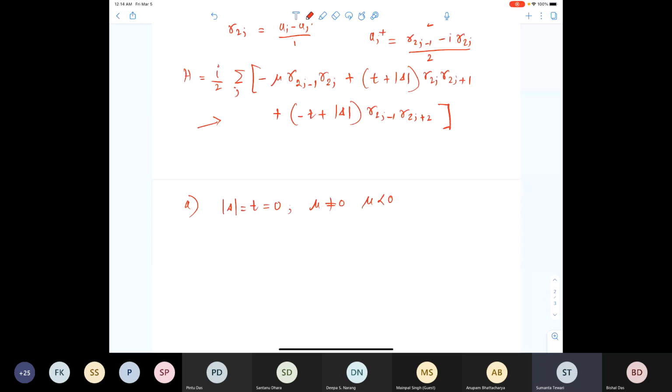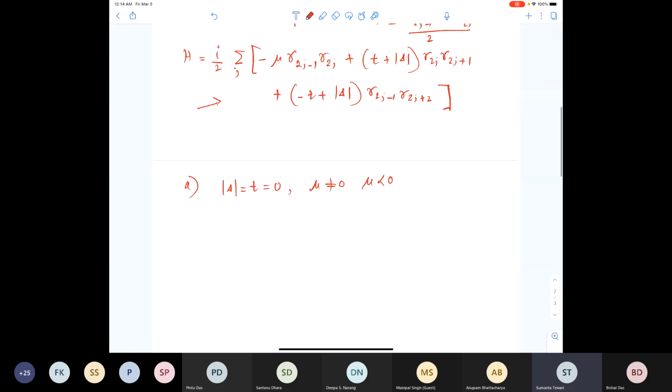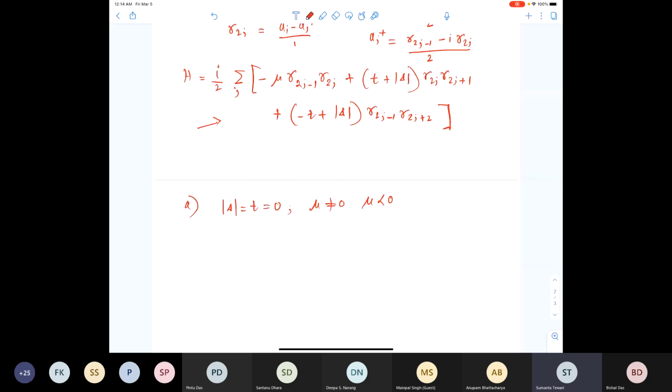And that was the phase that had a zero energy Majorana fermion at the vortex place. So here I've taken mu to be less than 0. If mod delta and t are both 0, then these terms are both 0 now. So H in this extreme case is given simply by i/2 times minus mu, summed over j, gamma 2j minus 1 gamma 2j. And since mu is less than 0, this minus mu is positive.